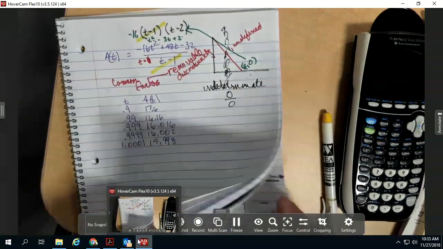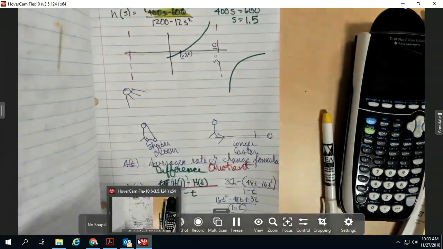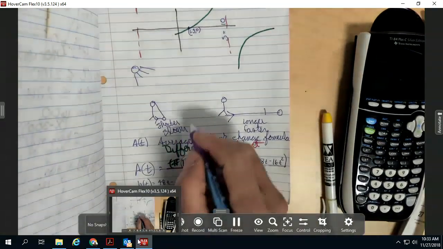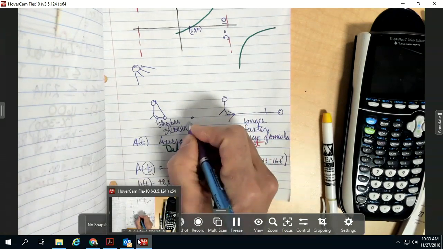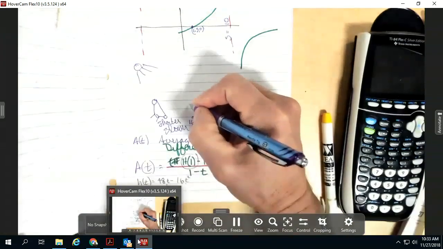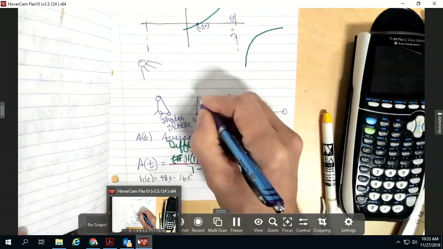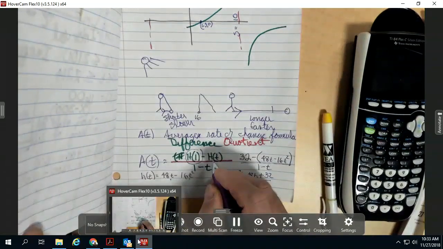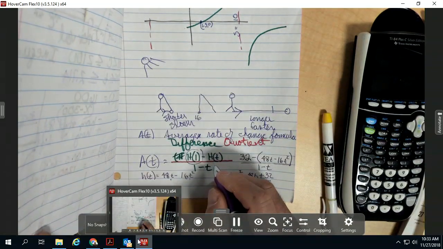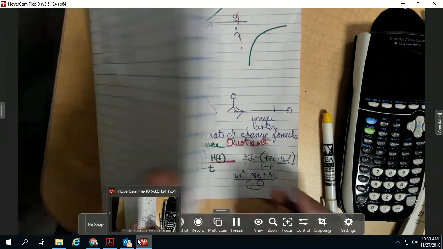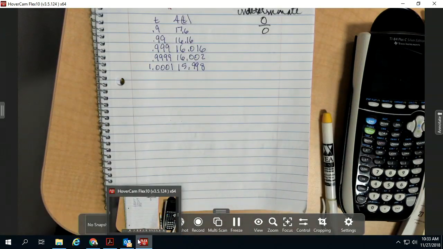If you go back and look at that graph that we drew here of the person's shadow, at 16 meters, the person's shadow would have been the exact same height as the person. So is it moving faster or slower? It's not moving faster or slower. It's moving at the same speed. Got it? All right.